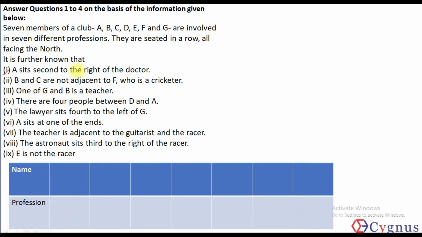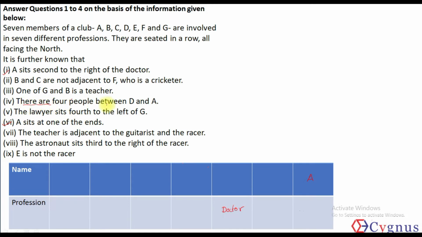What's given here? A sits to the right of a doctor. And if you look at this clue, A sits at one of the ends. That end cannot be the extreme left because he himself sits to the right of a doctor. So I'll put A here and he sits what? Second to the right of a doctor. So this person should be a doctor. Yes or no?